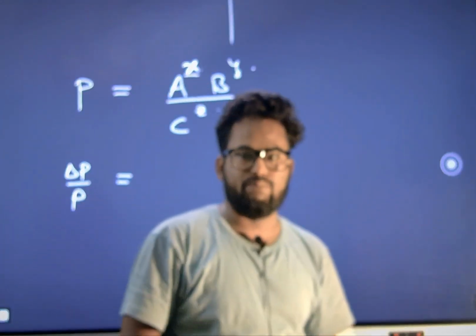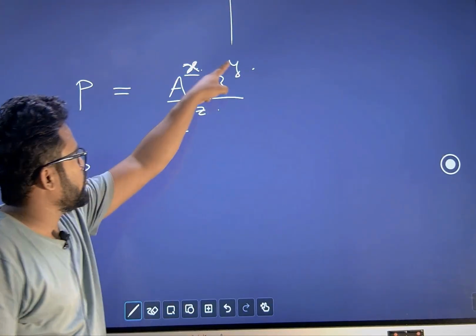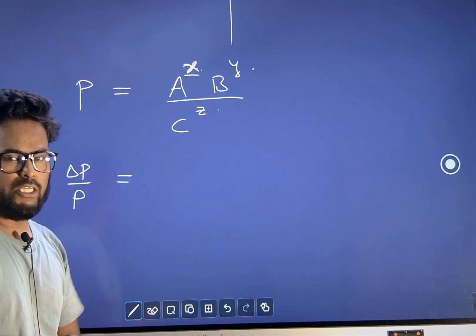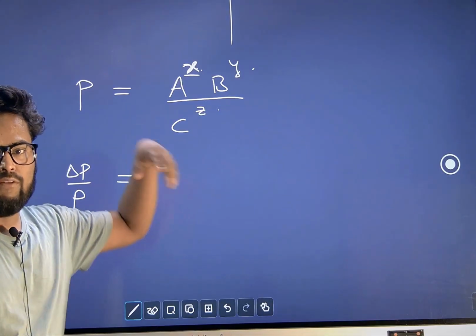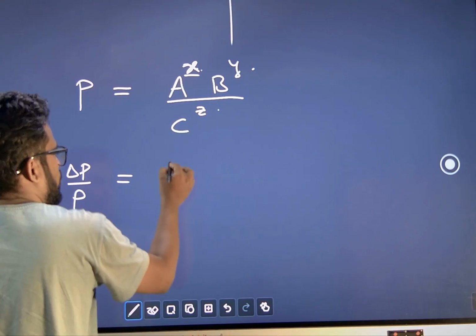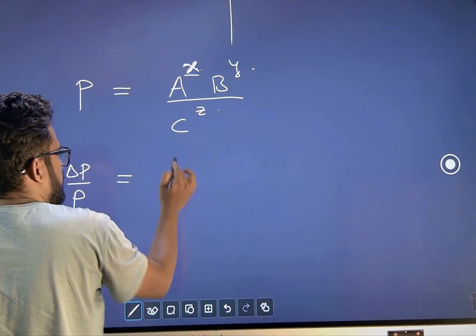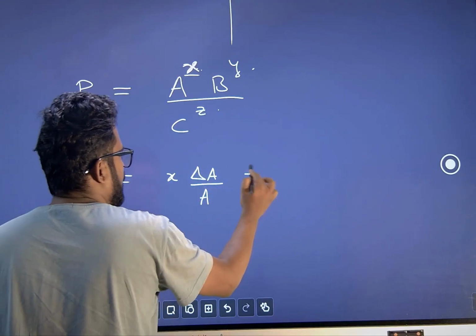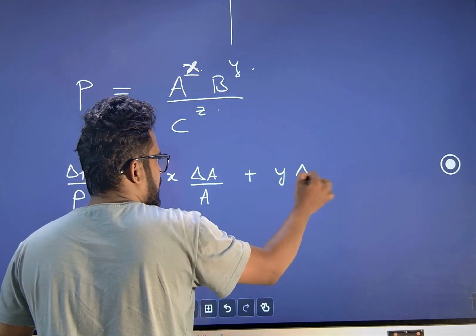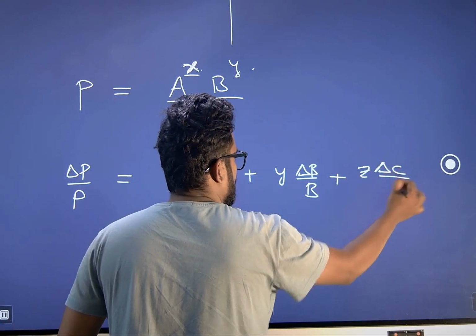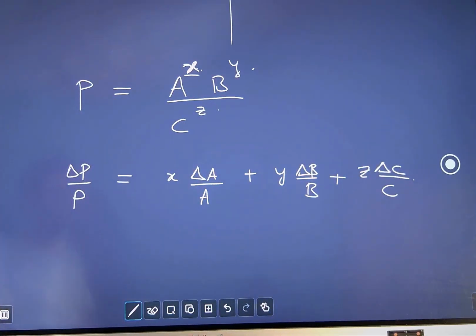It always adds up. Okay. So you have to make sure that the powers of X, Y, Z are what? Positive. If a power is negative in the denominator, take it upward. If it is negative upward, take it downward. Basically you have to make it positive. So the error relation would be: this power would become the coefficient. So X multiplied by delta A by A plus Y multiplied by delta B by B plus Z multiplied by delta C by C. So this is the error relation.